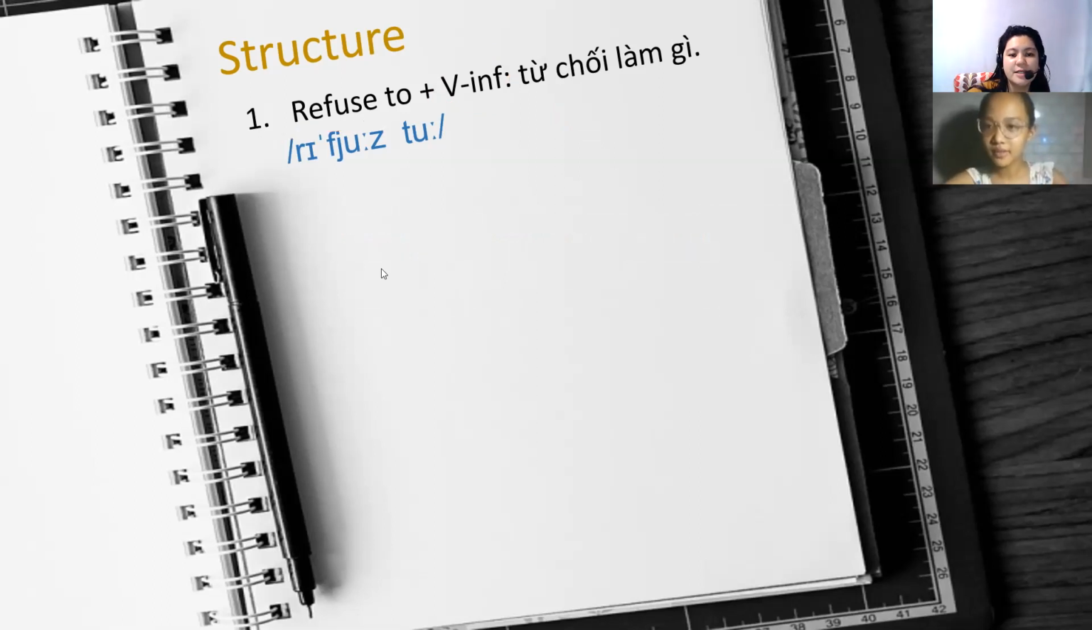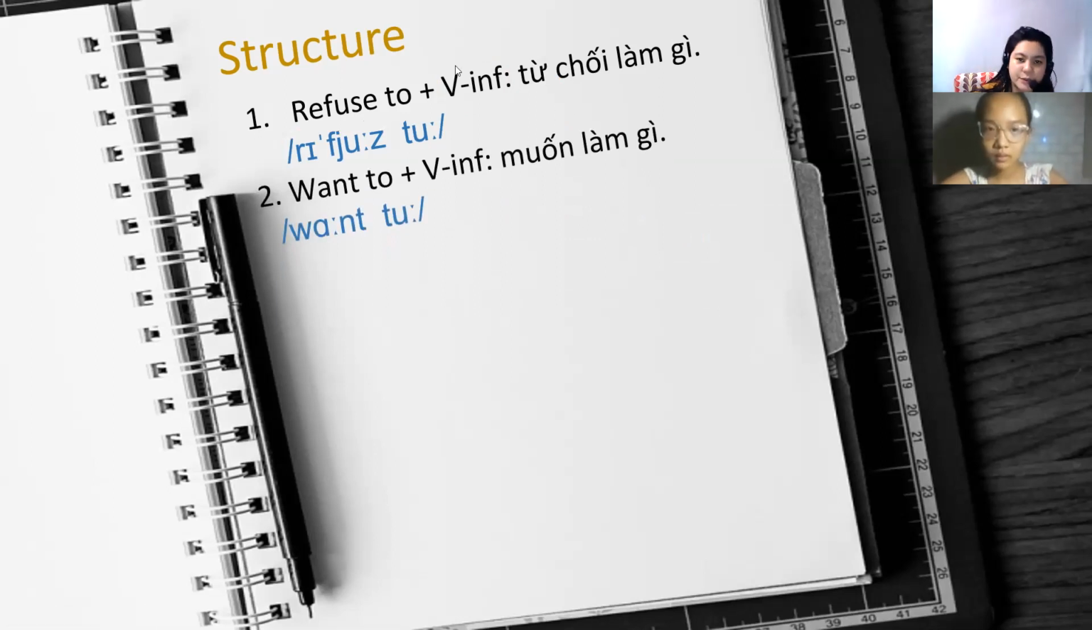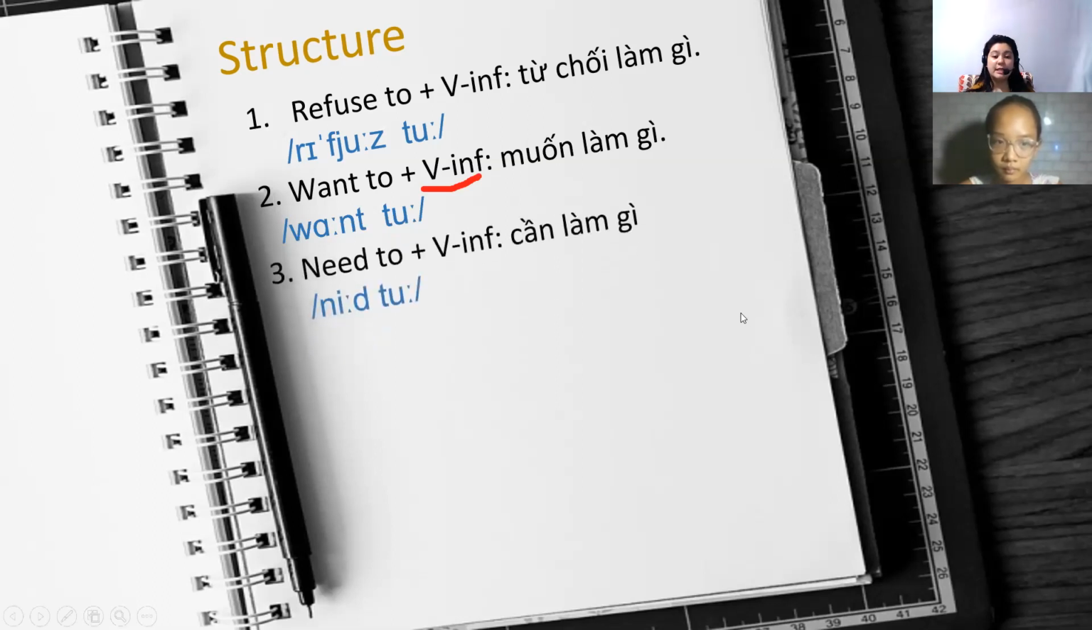Now, let's proceed to the next structure. Want to, and then you're going to add the verb. For example, I want to eat. I want to swim. I want to go to the cinema with my family. Okay, I want to go to the cinema. Next, need to.